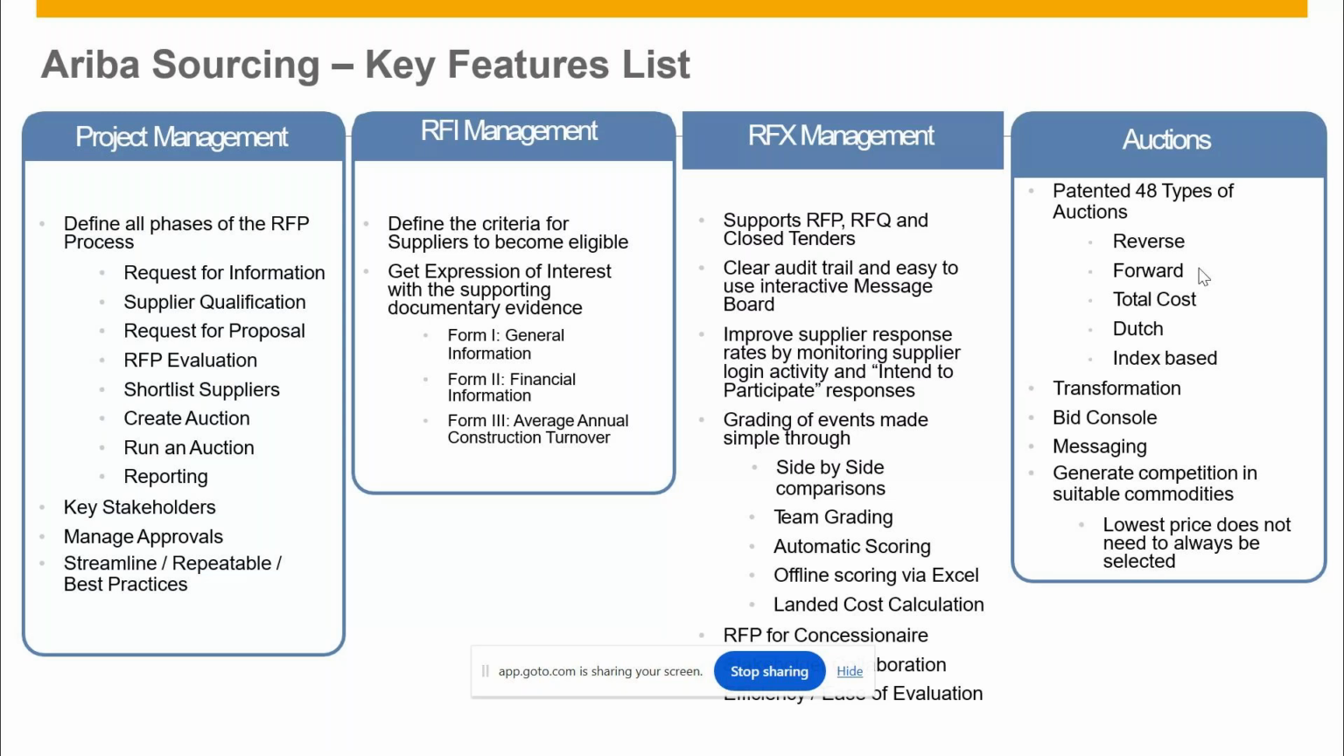We are not going to cover all 48 auction types, but the major auction types, like what is the concept of reverse auction, what is the concept of forward auction, what is the concept of total cost, what is a Dutch auction, what is an index based auction, what is bid transformation, and everything. We are going to learn how to monitor the auctions, how to create the task team, and then how to manage your entire events. You are monitoring that event. If there is something you want to modify or add, how to modify a live event, everything we are going to learn.